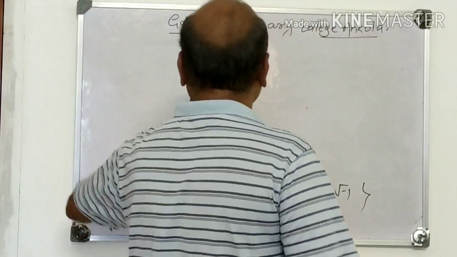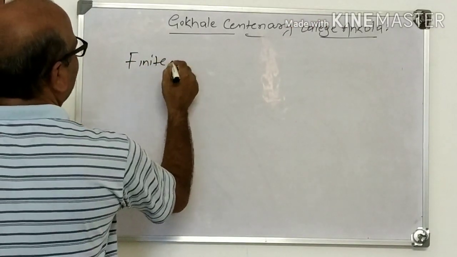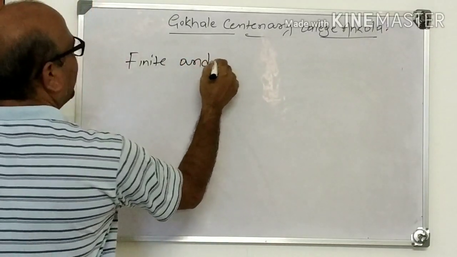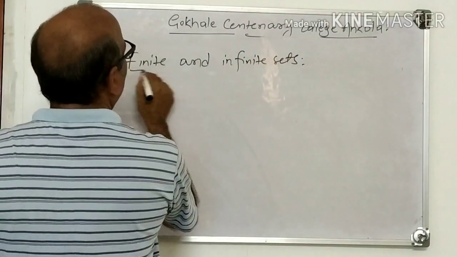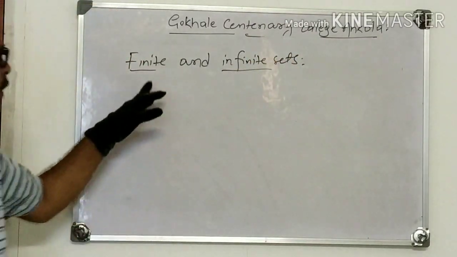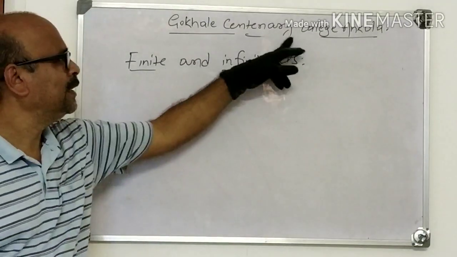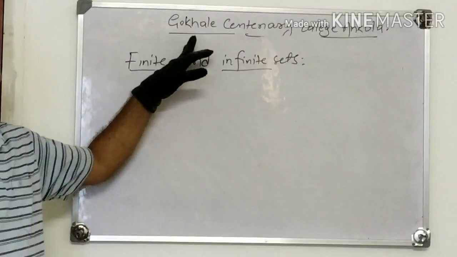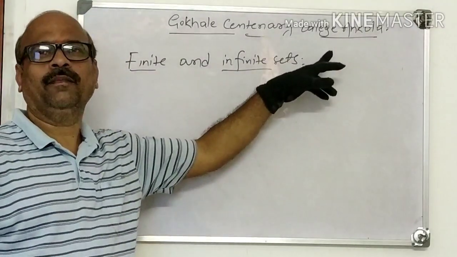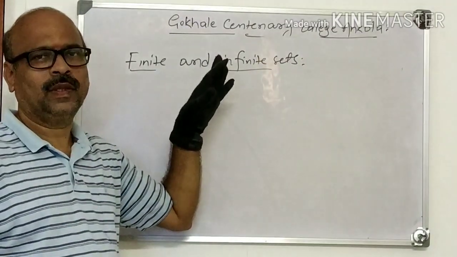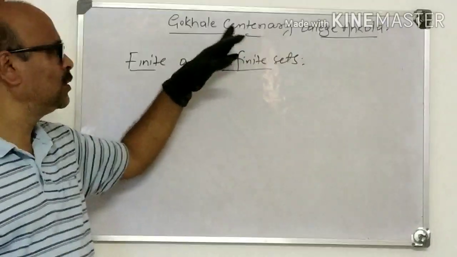Now see the types of sets. First is finite and infinite sets. Can you give any example for finite set? Finite set is set of all the students studying in 3rd semester B.Sc., G.C. College Ankola. That is finite set. All these students studying in 3rd semester of our college belong to this set.